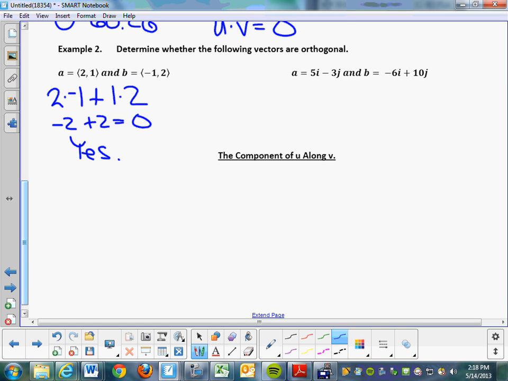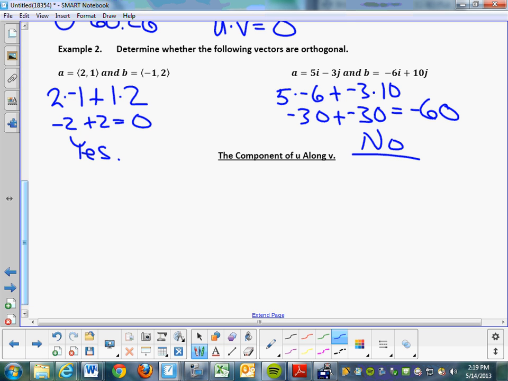Okay, how about the next one? Are you sure? 5 times negative 6 plus negative 3 times 10. That'll be negative 30 plus negative 30. Well, that's negative 60. So, no, those are not orthogonal. That's all you do.